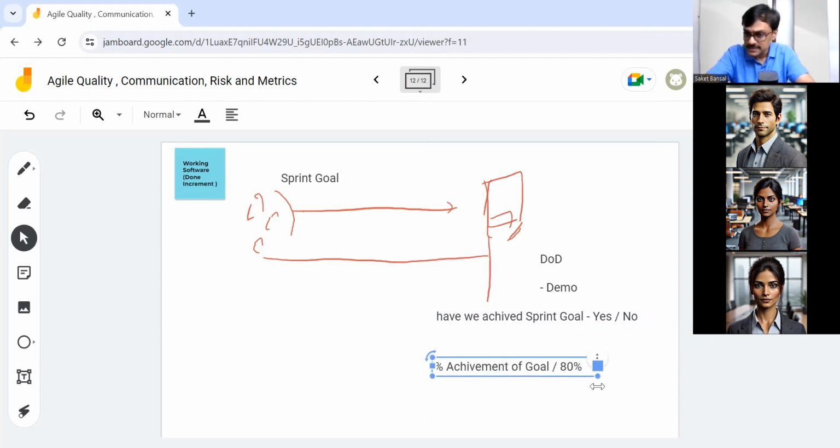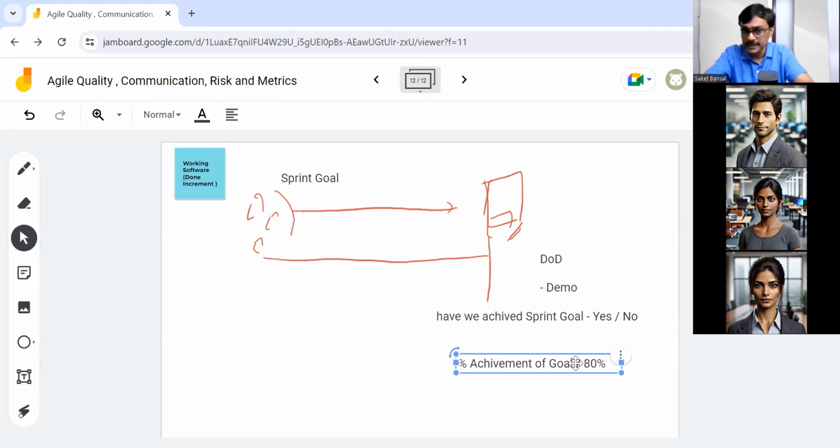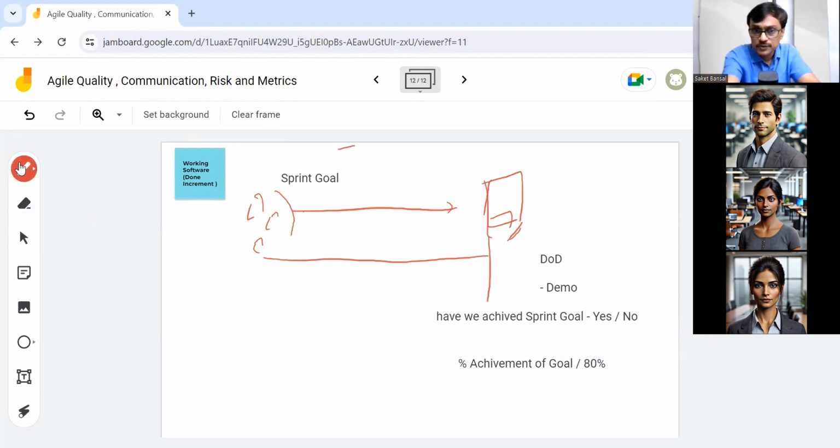If you are doing a percentage achievement, then you need to identify how you do that. Probably it could be based on feedback from the stakeholder. Assuming you picked up 5 user stories, based on how much work has been done, the stakeholder will evaluate and say, okay, this much percentage we want to consider the sprint goal has been achieved.